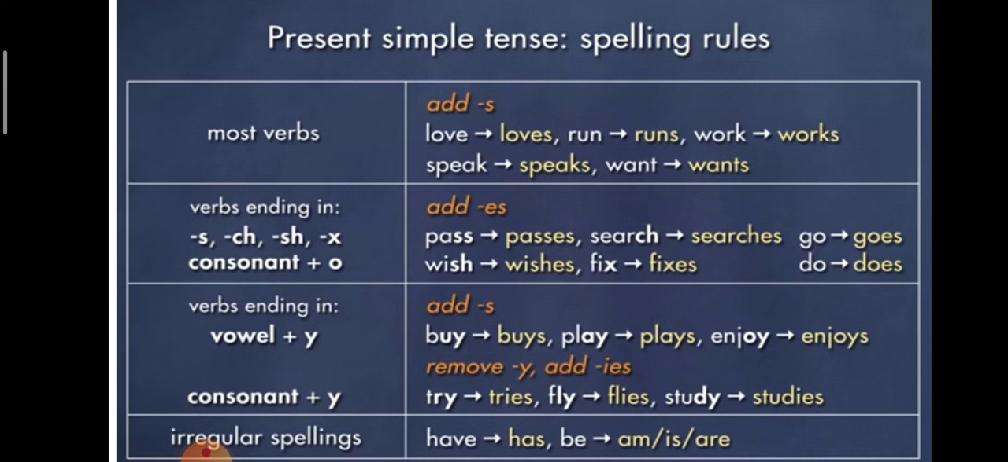So what's the third rule? A verb that ends with a vowel plus y. So buy, B-U-Y: A, E, I, O, U, I told you earlier. Buy, buys. Play, plays. Enjoy, enjoys.